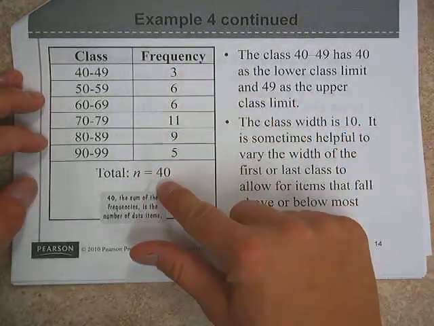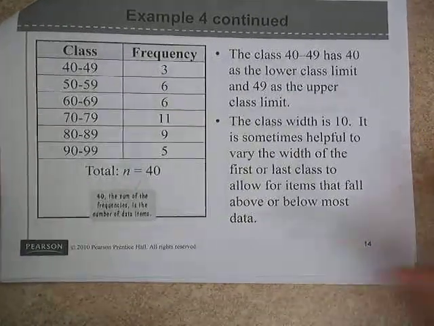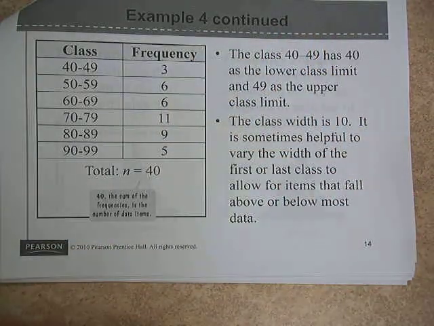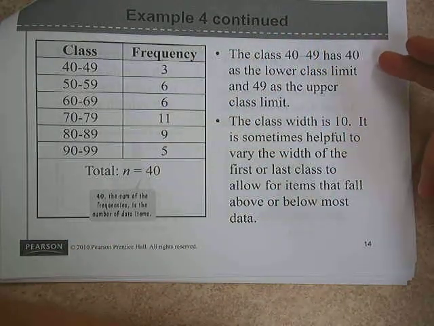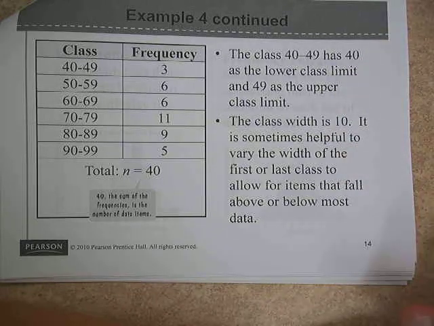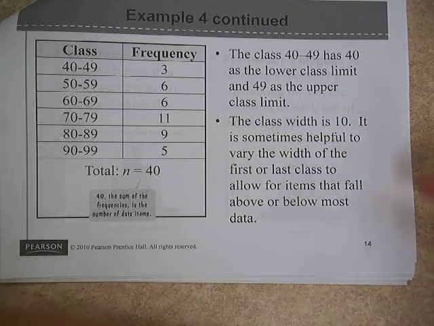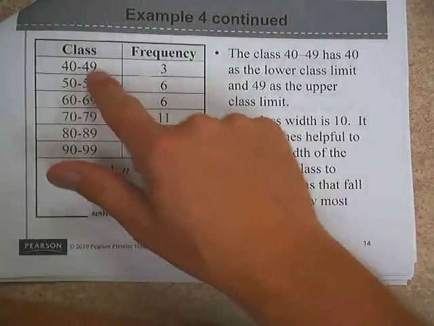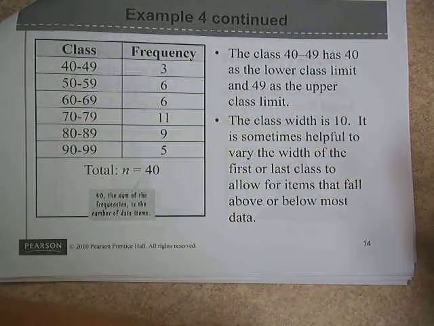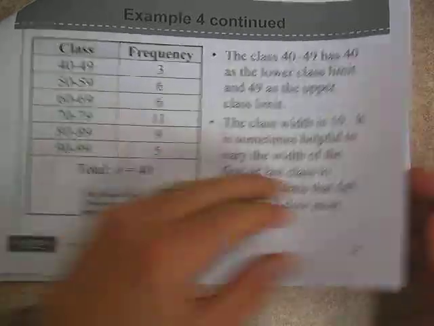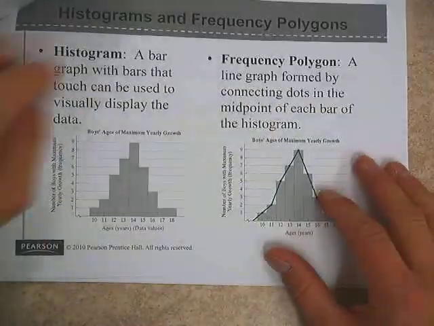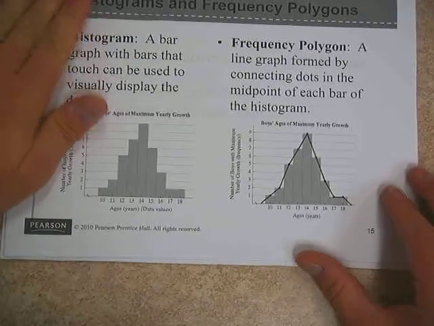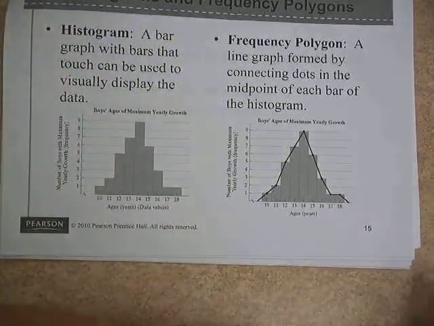So if we take that data and we make those classes as such, and count how many were in the 40s, 50s, 60s, and so on, again, really the total should be 40 here because there were 40 tests taken. With this we can see a nice display of what our data is like, and we can make some conclusions here. So ultimately the class 40 to 49 has 40 as the lower class limit, 49 as an upper. Anything that's between 40 and 49, including those two, would be in that group, etc.